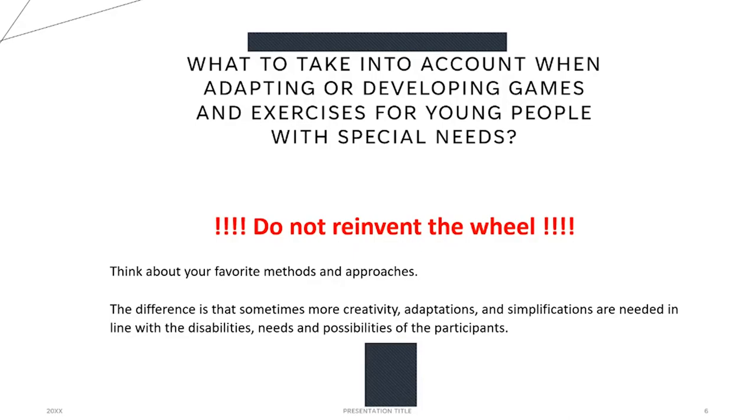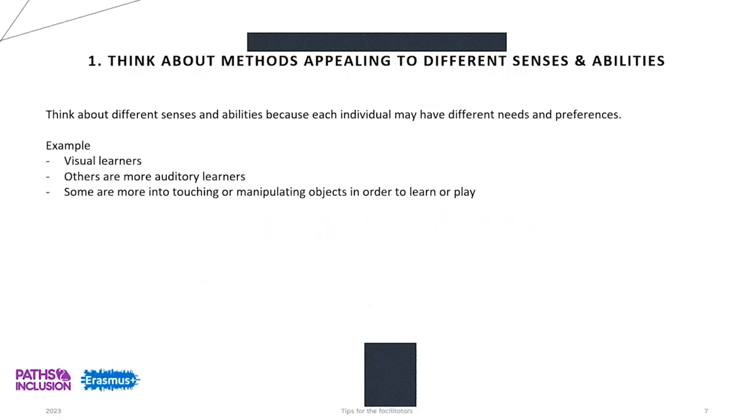So when you think about adapting and developing games, there are certain tips and tricks that we can give you, that you can take into account when you want to change a game, or invent or develop a game. Basically, there are 16 of them, and I will go over them. First of all, think about methods appealing to different senses and abilities.